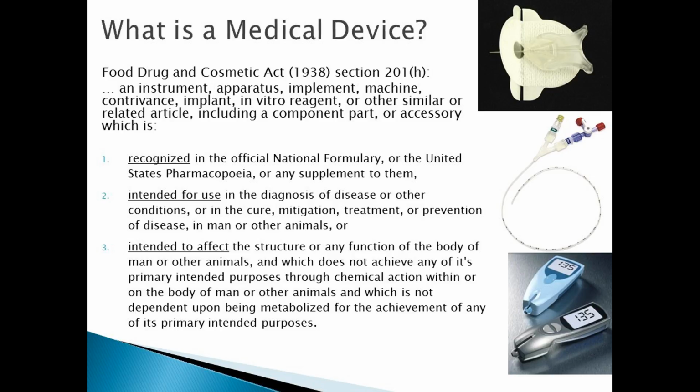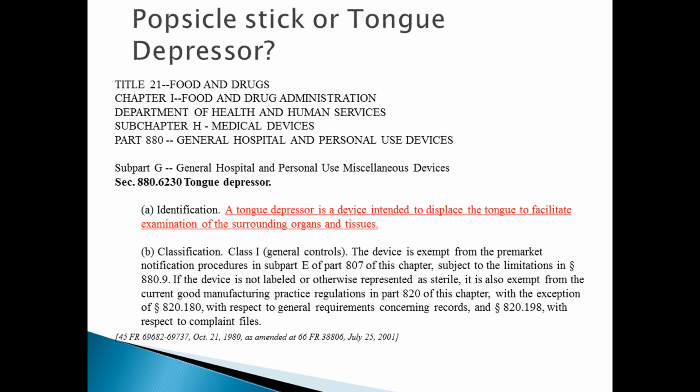And a great example, one of my favorites, is a popsicle stick or tongue depressor, right? They're both the same thing. They both have to be clean and in some cases sterile. They both go in your mouth. They both have to be safe, and quite often they're made from the same trees and in the same factories. But a tongue depressor is a medical device. Why? Because it's recognized in the national formulary.